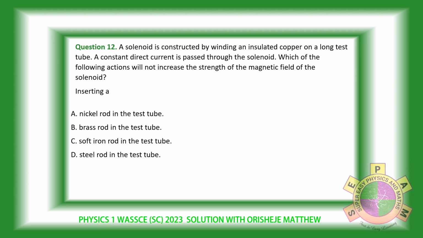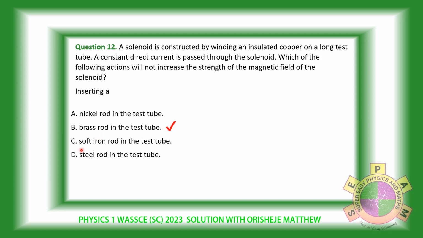Question 12. A solenoid is constructed by winding an insulated copper wire on a long test tube. A constant direct current is passed through the solenoid. Which of the following actions will not increase the strength of the magnetic field of the solenoid? If you insert a nickel rod, which is magnetic, it is going to increase the field. If you insert a brass rod, it is non-magnetic, not ferromagnetic, and not paramagnetic. So this is the answer.